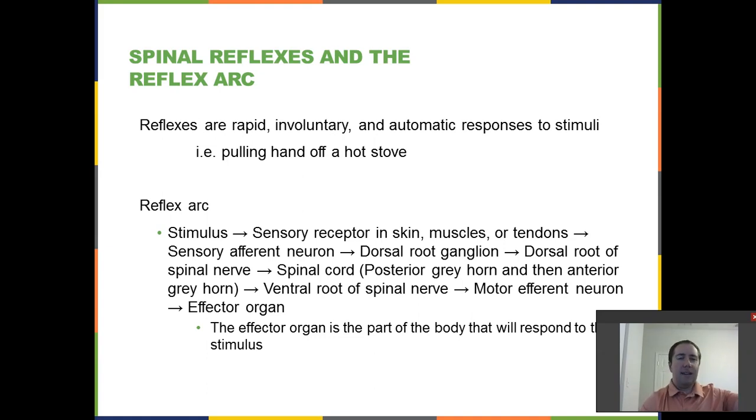So we have stimulus, sensory neuron, dorsal root, gray matter, ventral root, motor neuron, effector. That is the reflex arc. You want to remember that pattern. If you can remember that pattern, and make sure it makes sense to you, don't just memorize it, but make sure it makes sense to you, then you understand how a reflex works.